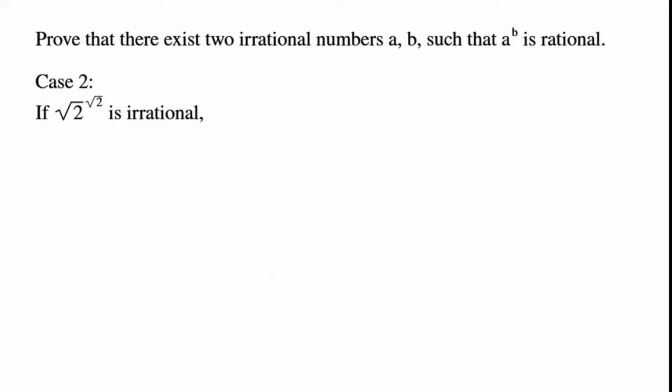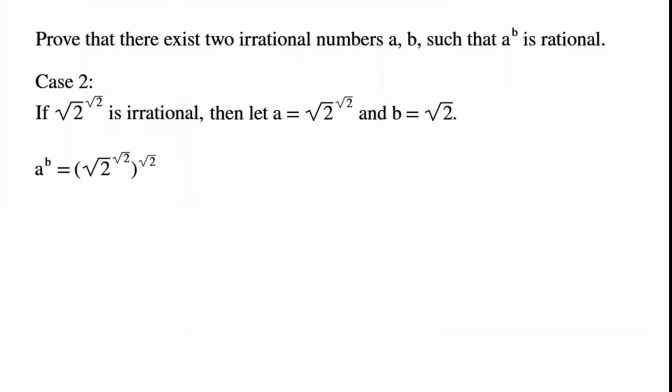Case 2, if root 2 to the power of root 2 is irrational, then let a equal root 2 to the power of root 2 and b equal root 2. A to the power of b equals root 2 to the power of root 2, all to the power of root 2.